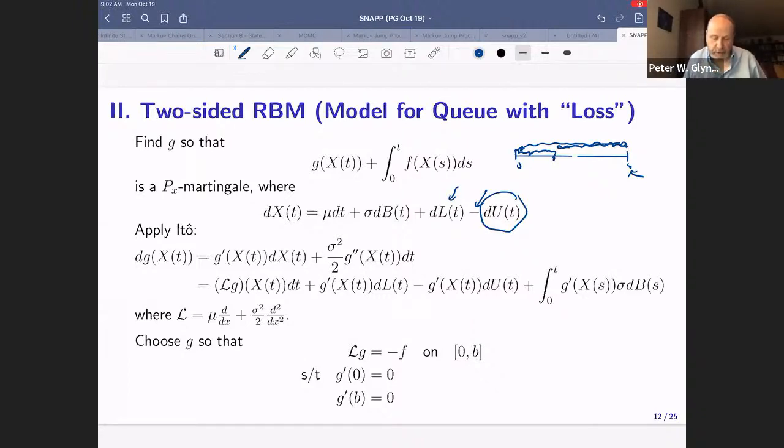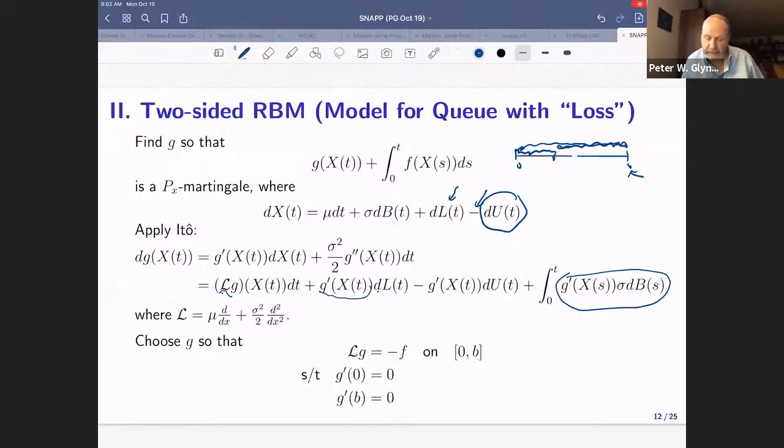So again, if we apply Ito's formula in this context, we can see that, again, we want to choose the function g in such a way that only the stochastic integral survives, because stochastic integrals are known to be local martingales. So you just choose g to make all of these other pieces go away. So in order to do that, we need to make g prime of 0, g prime of X of t dL of t equal to 0.